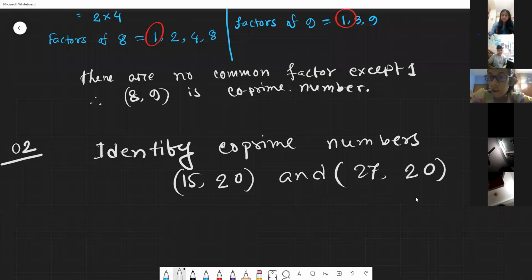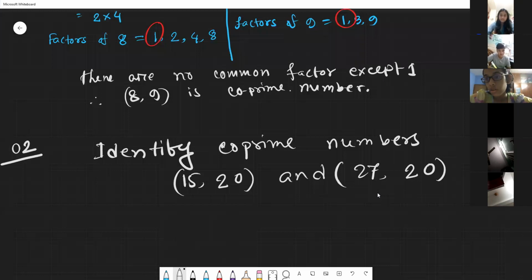So it's a 1 mark question in MCQ. Just identify the correct answer. But in the CQ part, you have to show it like this. First, you have to find the factors. Then you have to show there is no common factor except 1. Do you know what is the LCM in Euclid method?